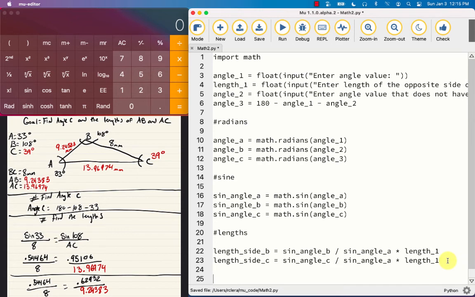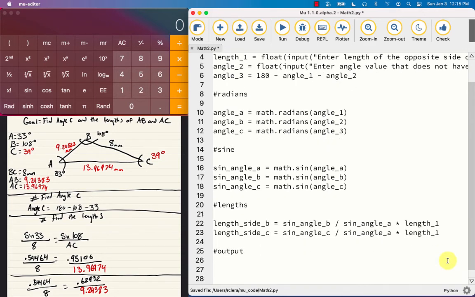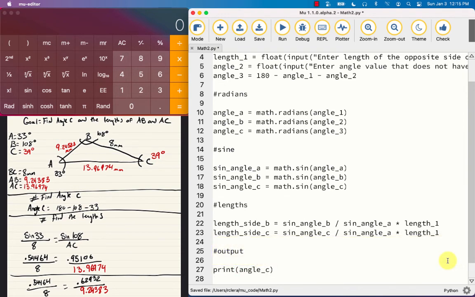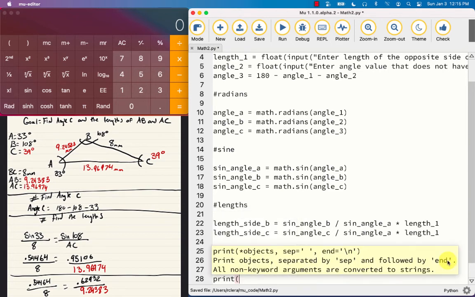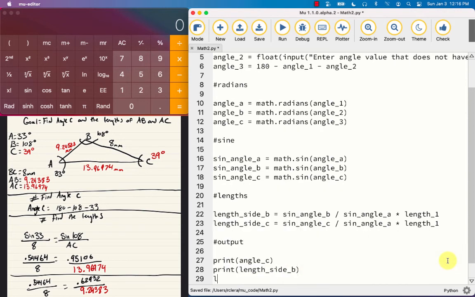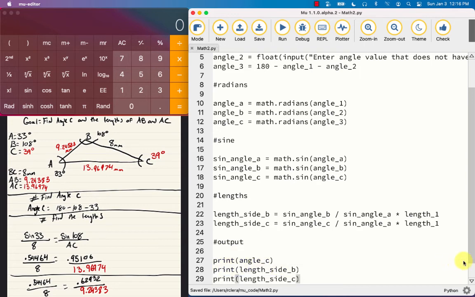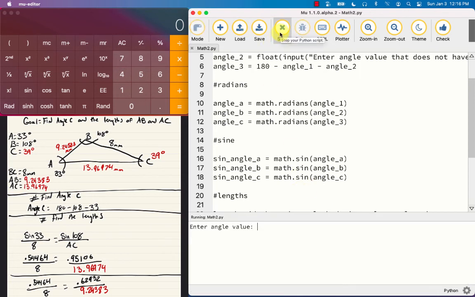And now I'm just going to put a comment, say output, and let's print angle C. We'll print length side B, and then we'll print length side C. Now, let's rock and roll. Let's run it, see if we got it right.